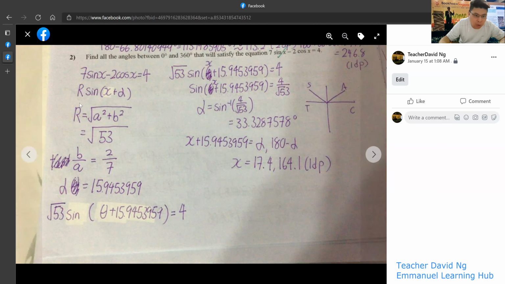So when you expand your R sine x minus alpha, you have R sine x cosine alpha minus R cosine x sine alpha. So let me just show you the answer here, just quickly present the answer, because you are supposed to use R formula to solve this question. So what exactly is R formula?